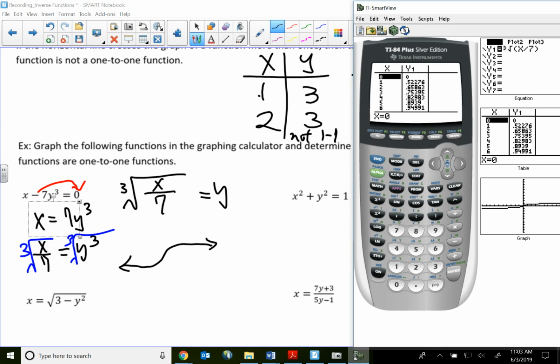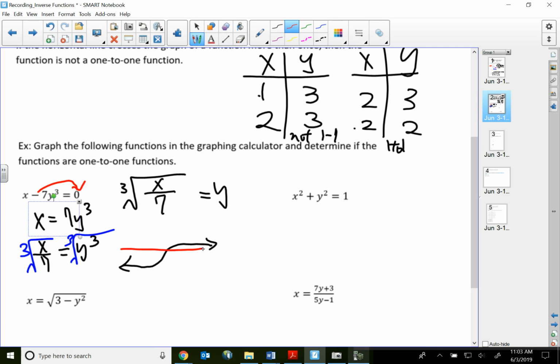But if you look at the table, you don't see any y values that are exactly the same. They are very close to each other. That's why the graph appears to be like a horizontal line, but it's really not. It just rises very, very slowly. These decimals are so close to each other on the graph that it makes them look like a horizontal line, but they are not. So if I draw a horizontal line through the graph, it will only touch it one time. Therefore, the cubic function is a one-to-one function.